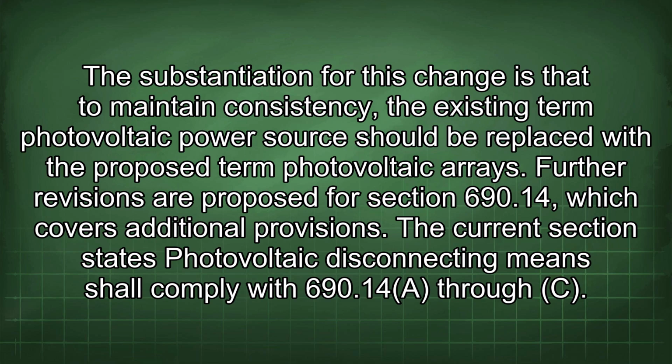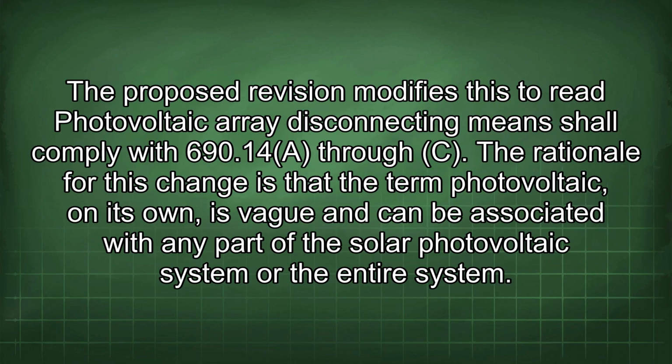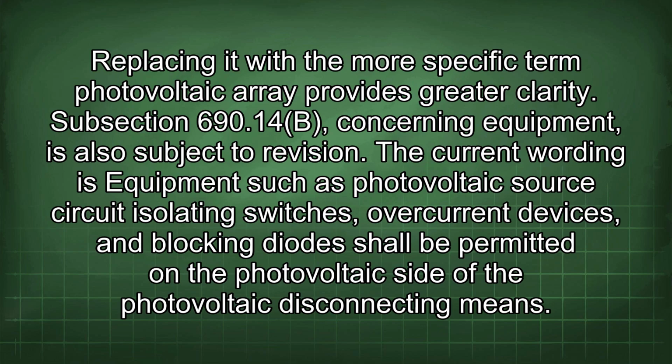Further revisions are proposed for section 690.14, which covers additional provisions. The current section states photovoltaic disconnecting means shall comply with 690.14 (A) through (C). The proposed revision modifies this to read photovoltaic array disconnecting means shall comply with 690.14 (A) through (C). The rationale for this change is that the term photovoltaic, on its own, is vague and can be associated with any part of the solar photovoltaic system or the entire system. Replacing it with the more specific term photovoltaic array provides greater clarity.